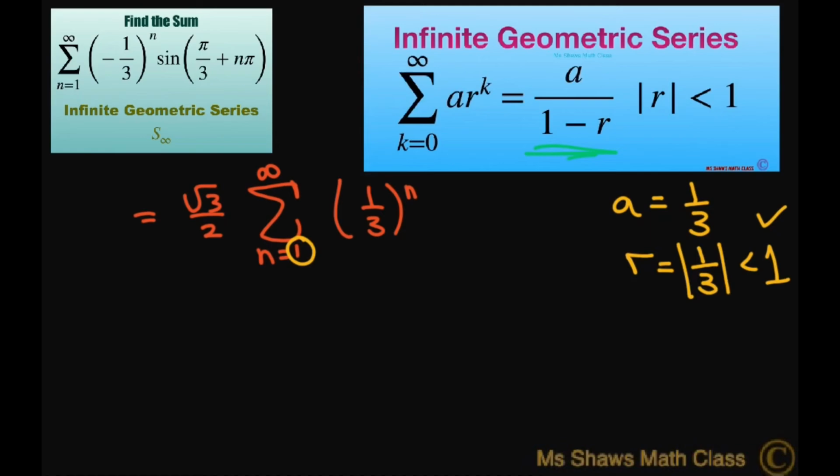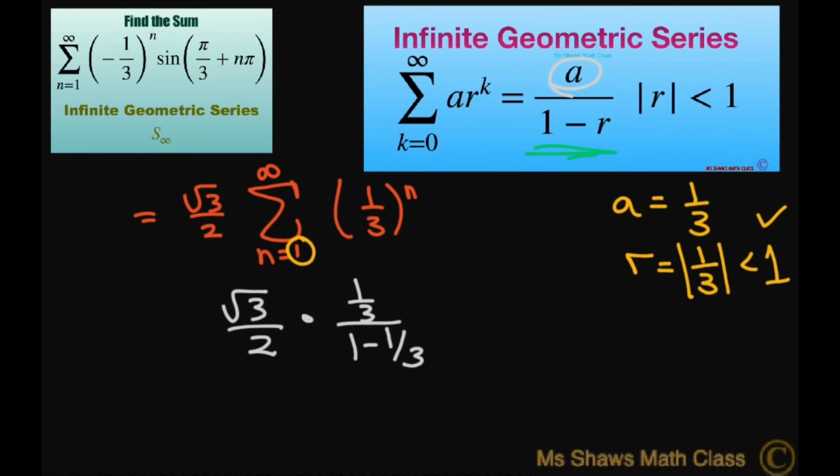Therefore, using the formula, we're going to get my first term. So we're going to write square root of 3 divided by 2 times, now your a is your first term, so that's 1/3 divided by 1 minus 1/3.